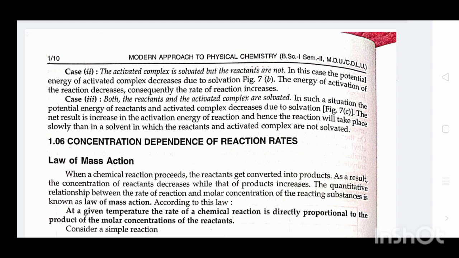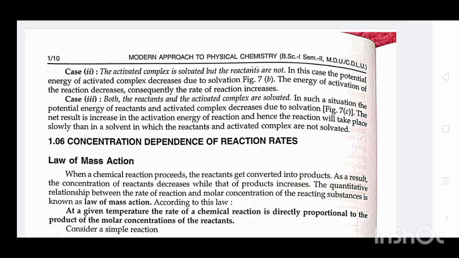Case 3. Both the reactants and the activated complex are solvated. In such a situation, the potential energy of reactants and activated complex decreases due to solvation, figure 7c. The net result is an increase in the activation energy of the reaction, and hence the reaction will take place more slowly than in a solvent in which the reactants and activated complex are not solvated.